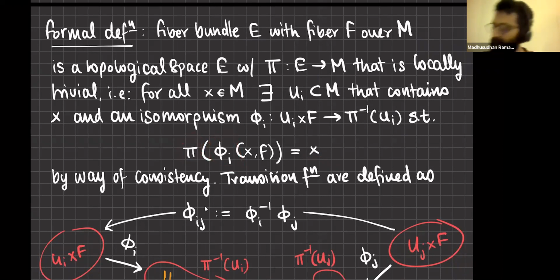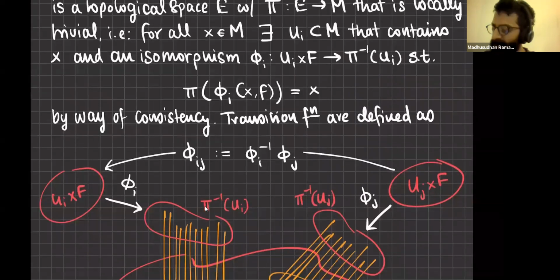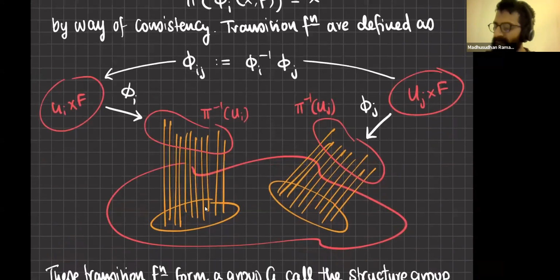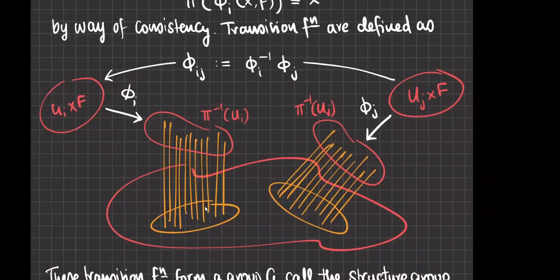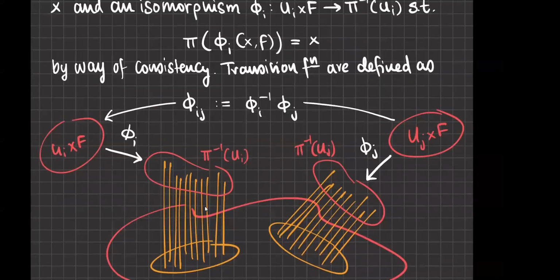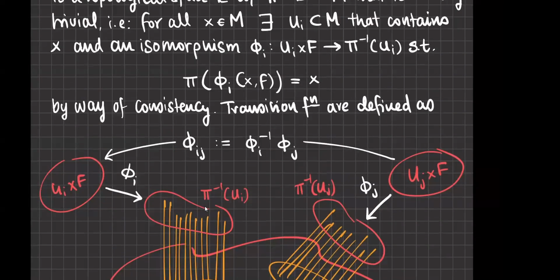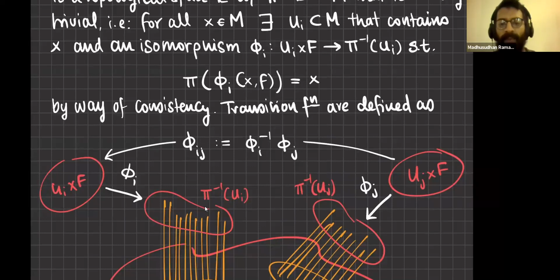Okay, so I've drawn a little picture here, which is supposed to help understand. Madhu? Yeah, just to clarify. So this phi I of x acting on xf, this gives a point on the fiber, right? No, it gives a point in the total space. When I say total space, I mean E.